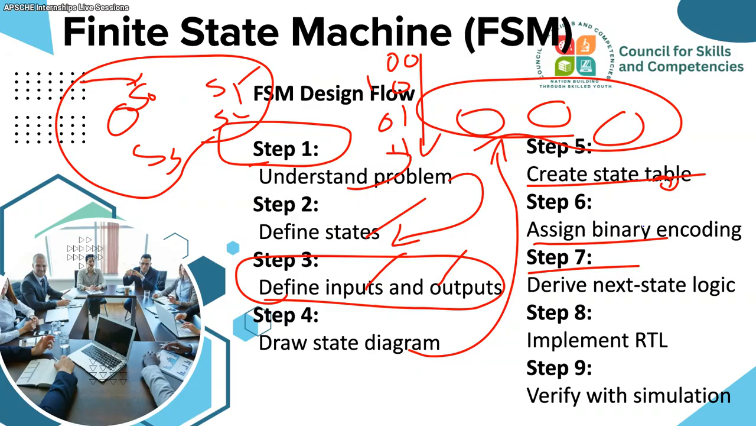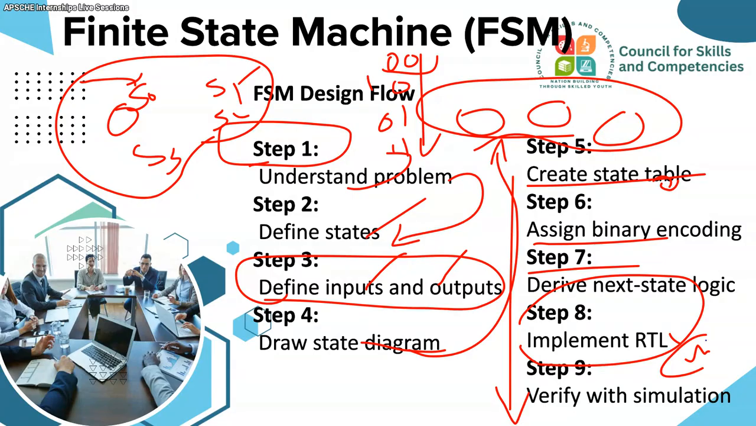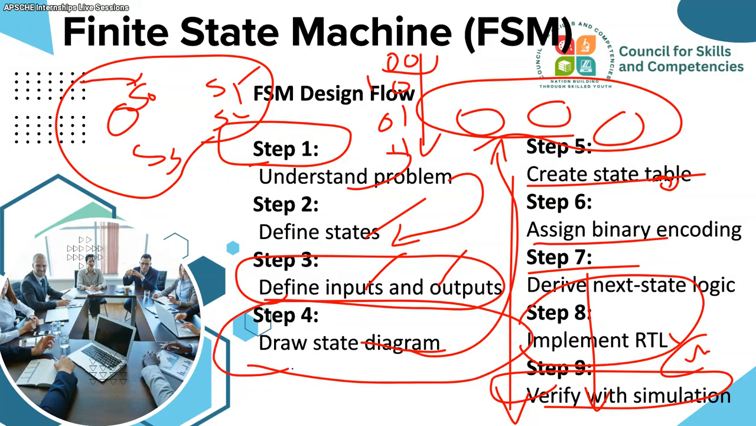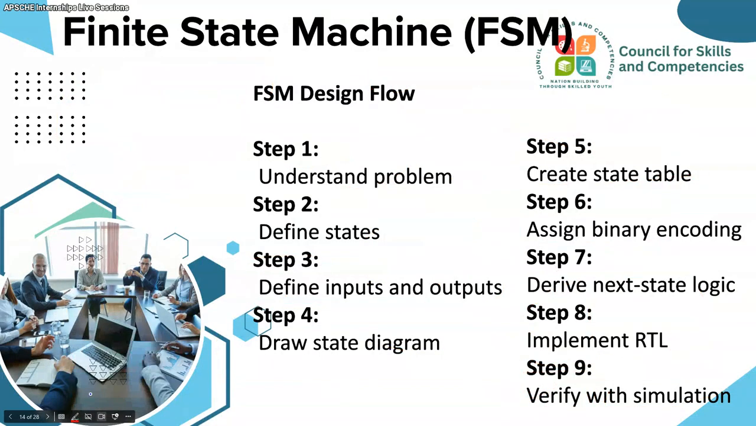After that, we want to implement it. Once we have the state diagram, this is all very easy. For the RTL implementation you need the VLSI code and such things, and verify with the simulation. These things will all be easy if you are able to do this state diagram. So those are the steps which we want to understand.